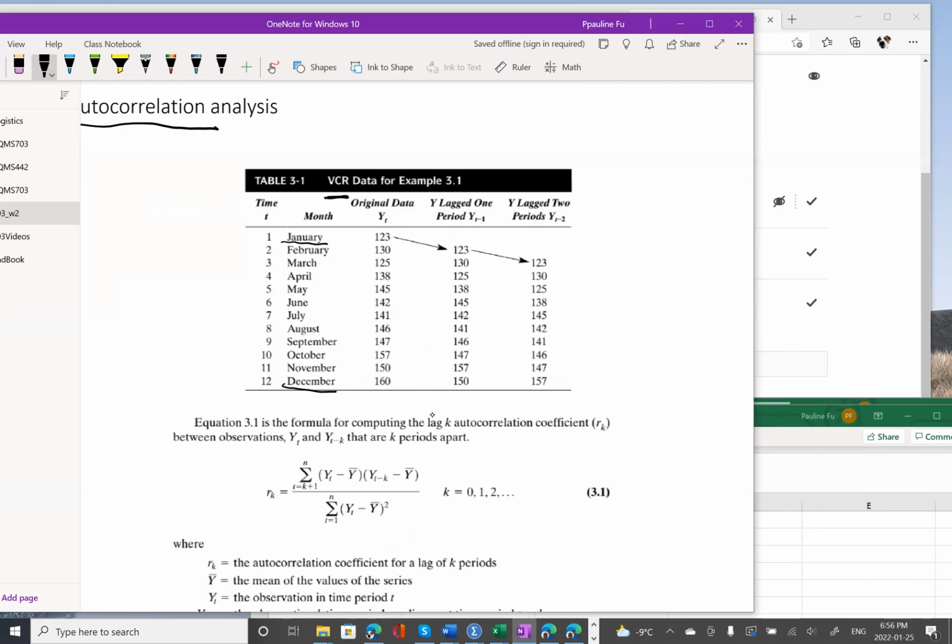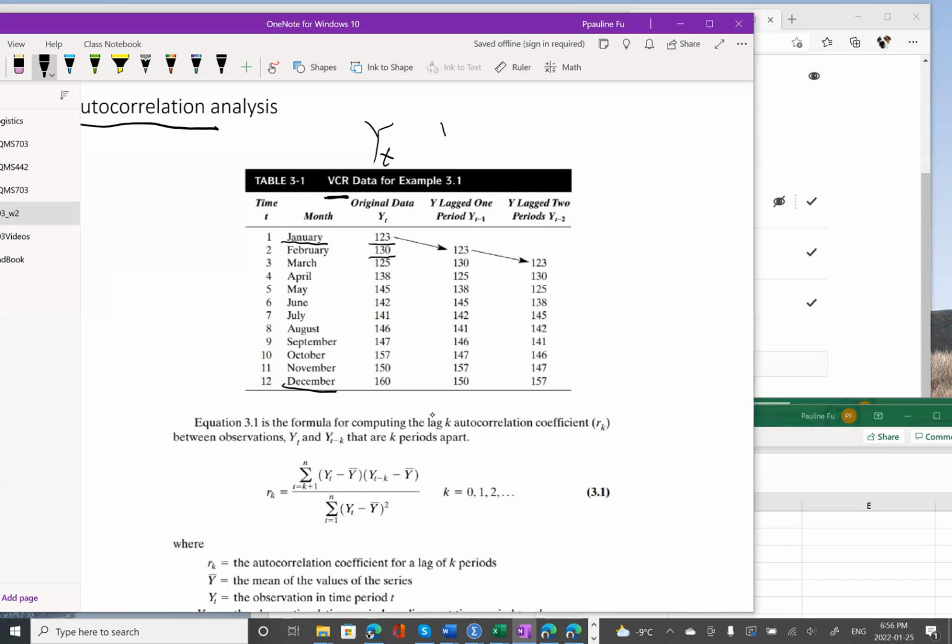Those are the original data. In January, you have 123, February 130, etc. Those data we call Y_T. Y_T means this data at time T.